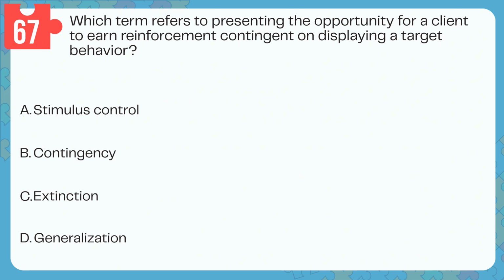Question 67. Which term refers to presenting the opportunity for a client to earn reinforcement contingent on displaying a target behavior? A. Stimulus control. B. Contingency. C. Extinction. D. Generalization.